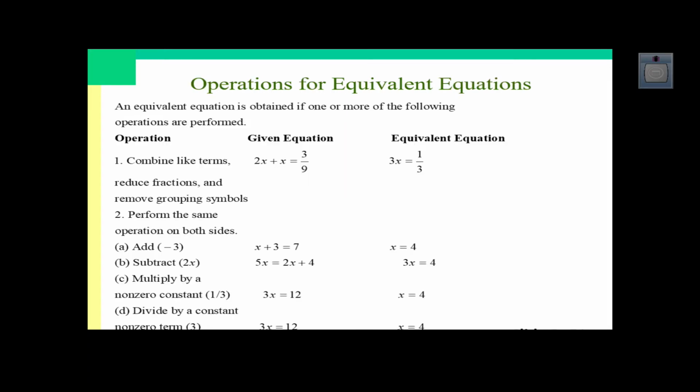More on these as we have done in the warm-up. Some operations that we use for equivalent equations. For example, you could combine like terms. The 2x and 1x becomes 3x. So you also could do subtractions here. Second thing, you could perform the same operation on both sides, which we know by now.